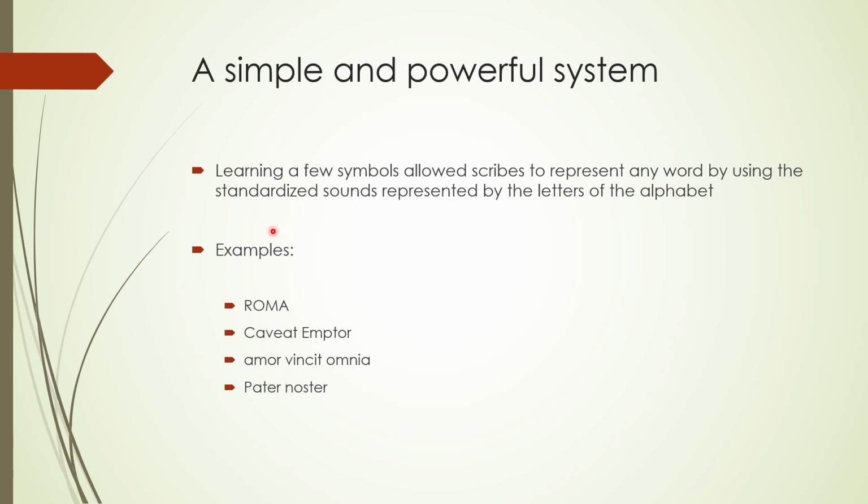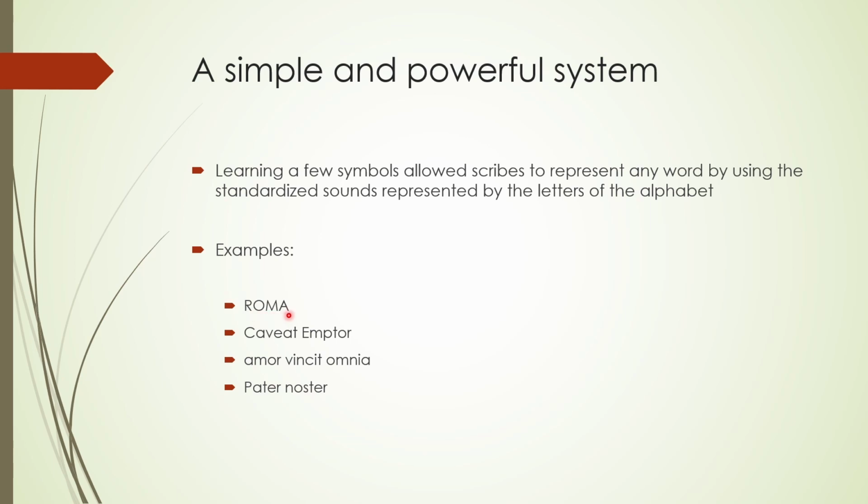So we see in the Latin alphabet a simple and powerful system that allows you to learn a few symbols to represent any word by using the standardized sounds represented by the letters of the alphabet. Some examples: Roma, caveat emptor, amor vincit omnia, pater noster. Now, I do not speak Latin, but I can read it. I can read it confidently that I can reproduce to a good degree the sounds of the alphabet, the sounds of the words.